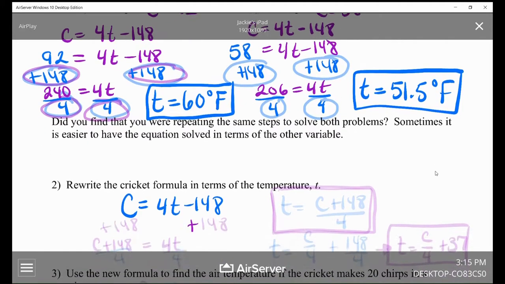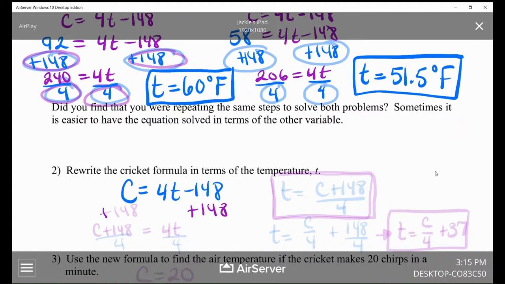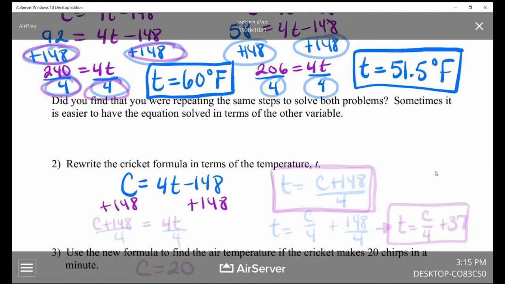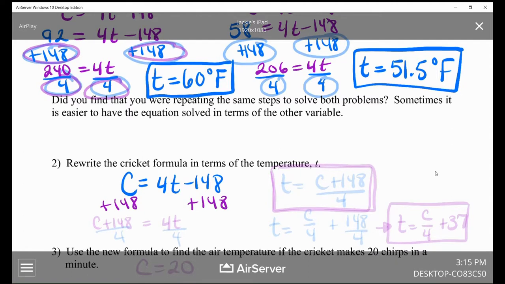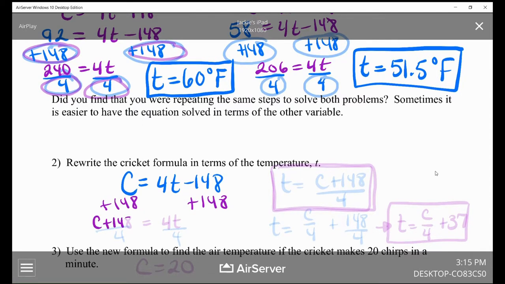So first, add 148 to both sides. C plus 148 is just C plus 148. So C plus 148 equals 4 times T. To solve, we'll divide both sides by 4. So there are two ways we can express this equation. We can say T equals C plus 148, all divided by 4.